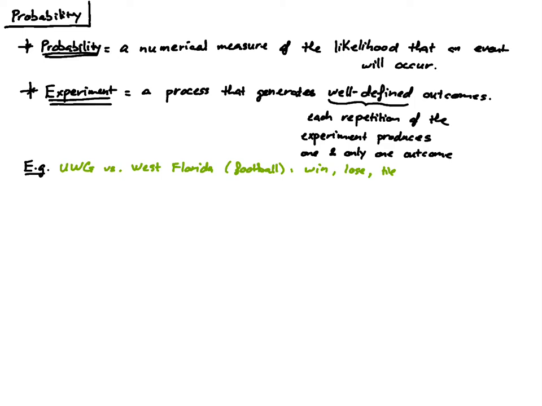Another example is suppose you flip a coin. Every time you flip a coin, you get either a head or a tail. Right? You don't get both.